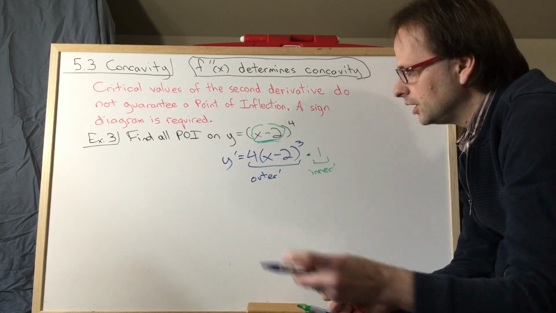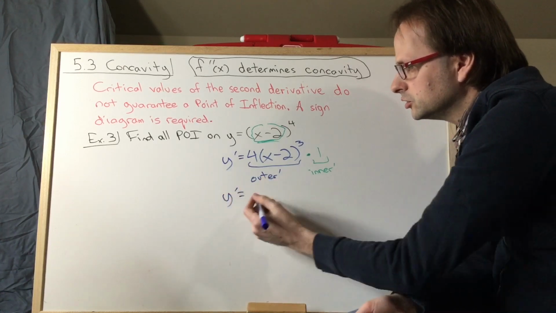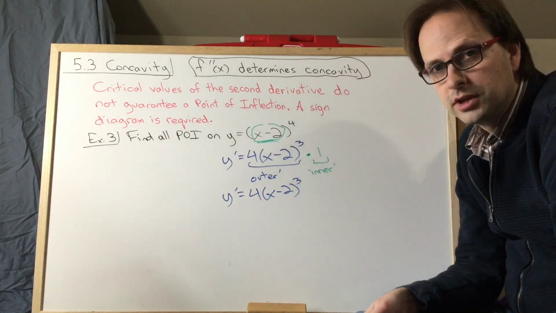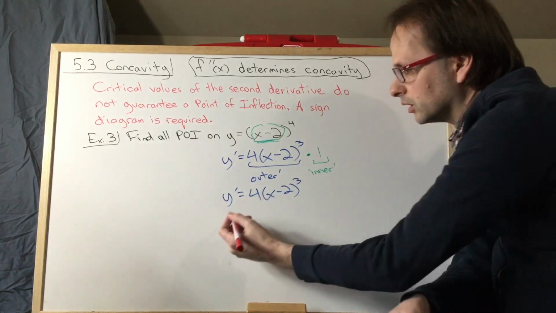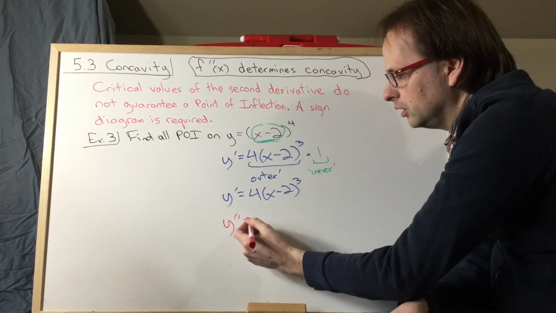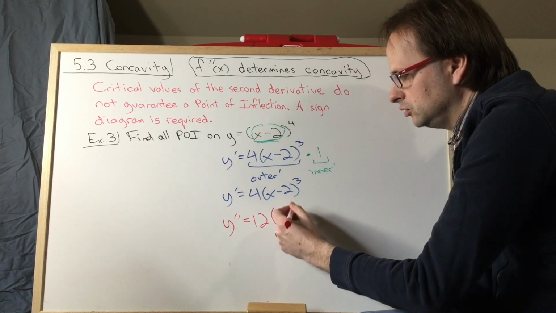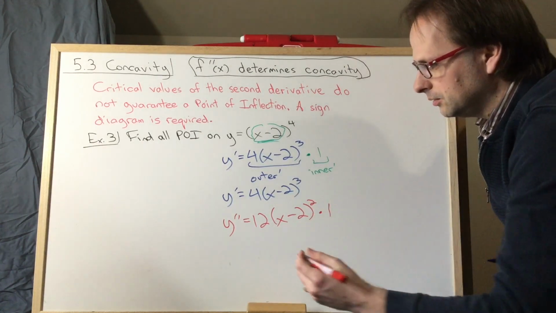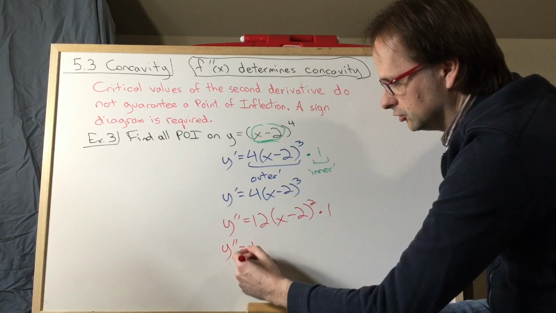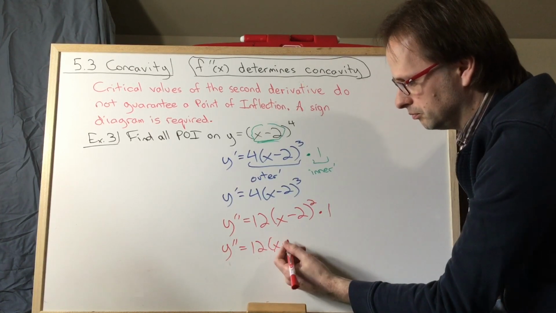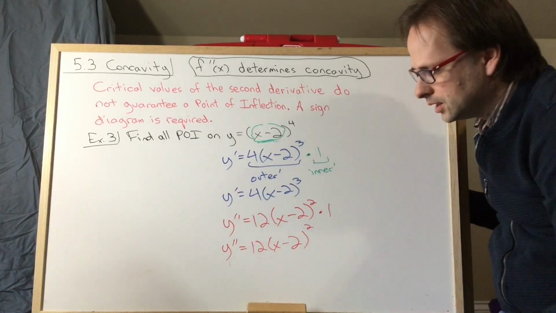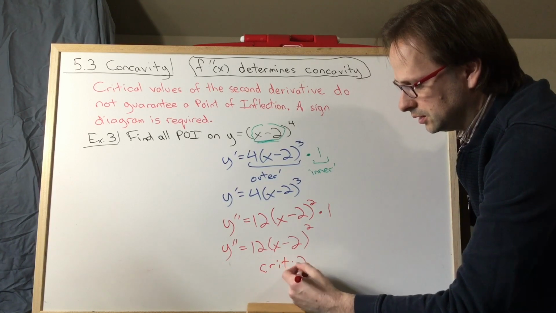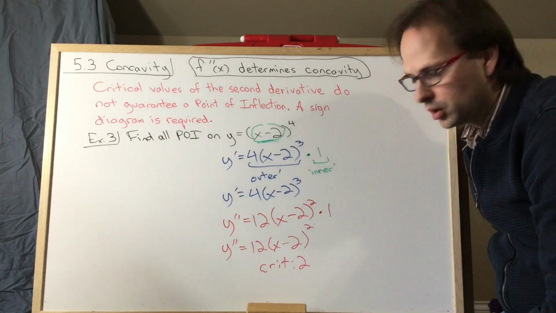So here's the derivative in pretty-ish form. There's no point expanding it out because we're just going to differentiate again. Now we're going to go 4 times 3 makes 12. So 12 x minus 2 all to the power of 2. That's the derivative of the outer. Here comes the derivative of the inner. So I get y double prime is 12 by x minus 2 all squared. From there, it's pretty easy to see that the critical value is 2. And we might right away say, okay, we've got a point of inflection at 2.